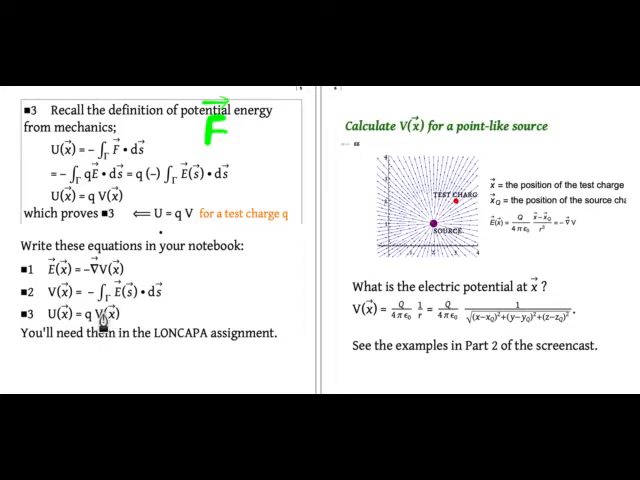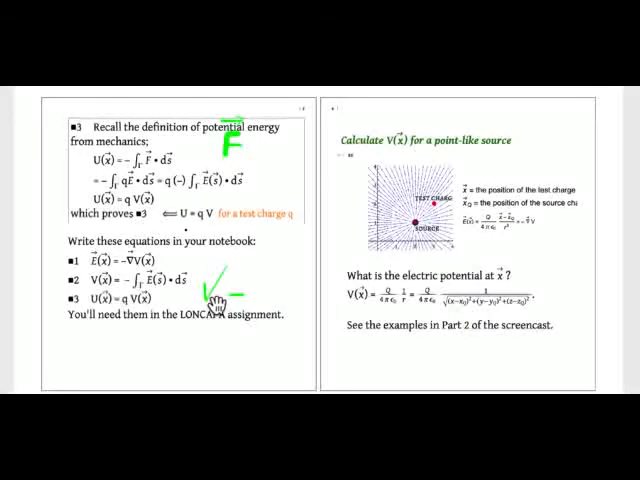Or we could look at this in another way. Electric potential is potential energy per unit charge. That tells you the unit. Volt is potential energy, that's joules, divided by charge, that's Coulomb.